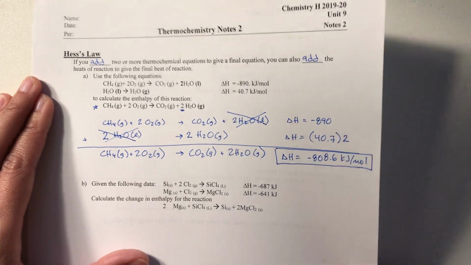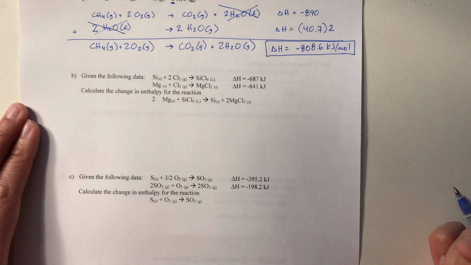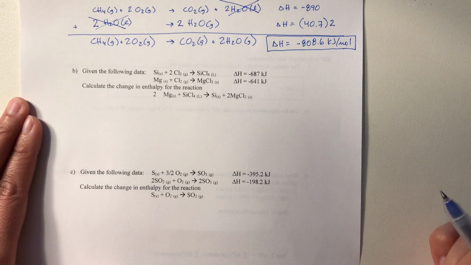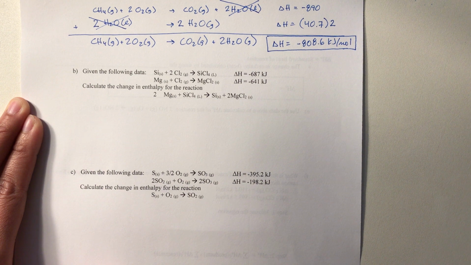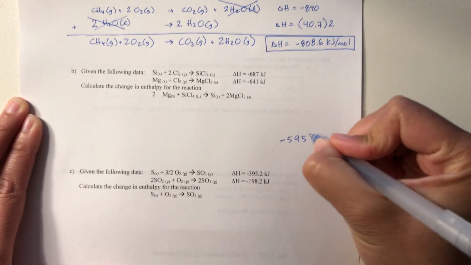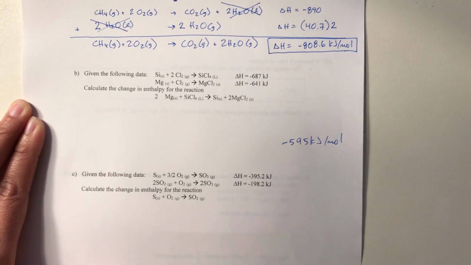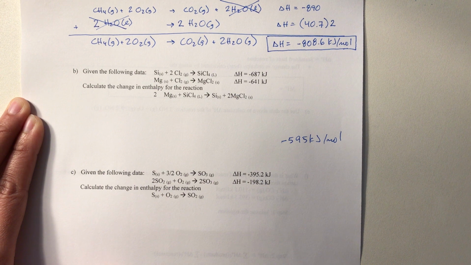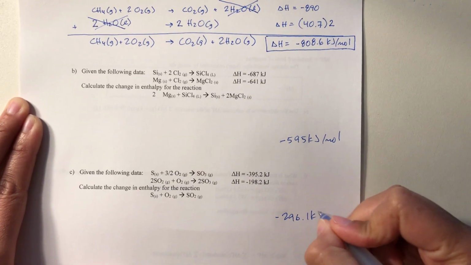All right, so I'd like you to try these other 2 problems. Give those a try. I will post the answers online. If you did it right, this one you should get negative 595 kilojoules per mole. And this other one you should get negative 296.1 kilojoules.